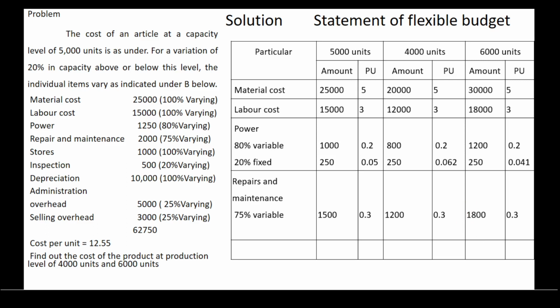And the next, that is the 75% are the variable. The remaining 25% are the fixed. So this 25% is calculated as 2000 into 25 divided by 100. So if we calculate 25% on 2000, what amount do we get? That is rupees 500. So now we calculate the cost per unit as 500 divided by 5000 units. Now the cost per unit is 0.1.